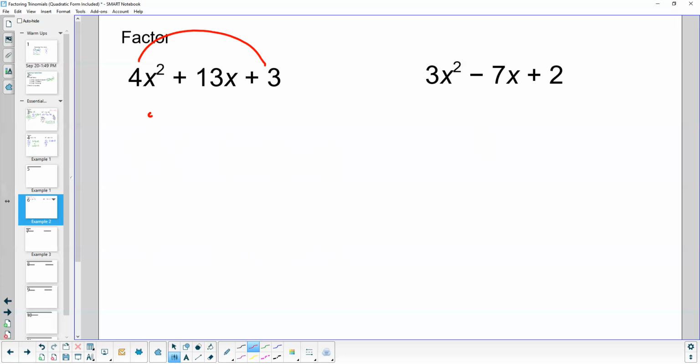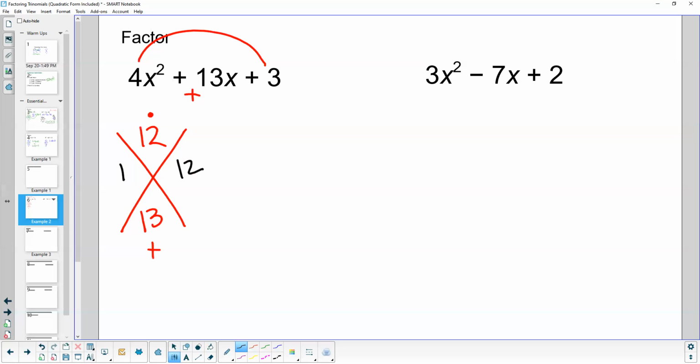So now what we want to do is we're going to multiply our first times last, which is 12. Then we're going to add to the number in the middle, just like we always do. So add to 13. So what numbers multiply to 12 and add to 13? Well, this is what a lot of people forget, but don't forget about 1 in the number. So in this case, we're going to get 1 and 12.